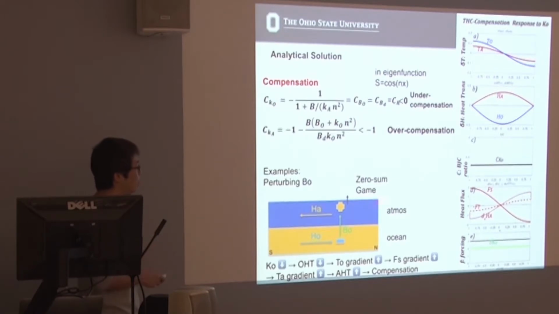The compensation response actually is a zero-sum game. That means one's loss is another's gain. So in this case, any change at the surface, any change in the surface heat flux, will always trigger the compensation response.